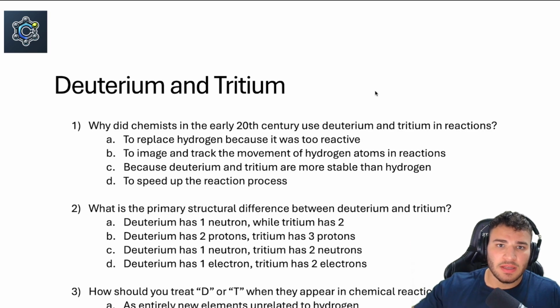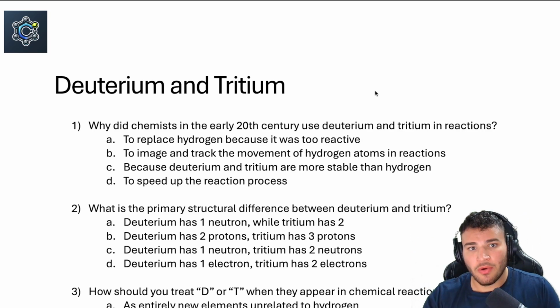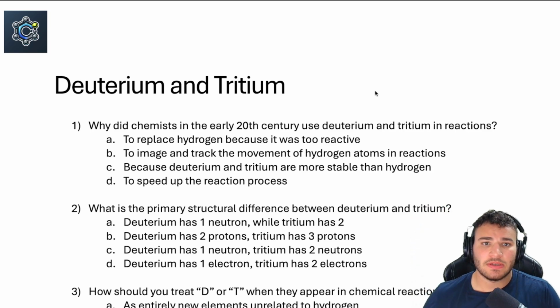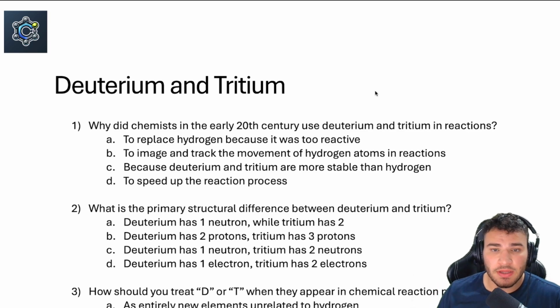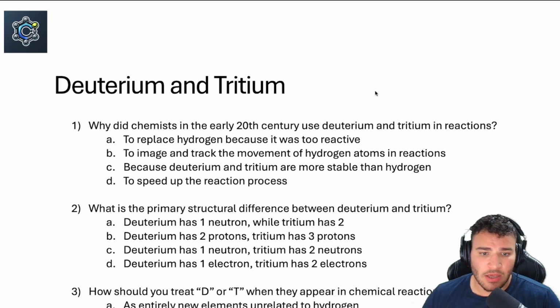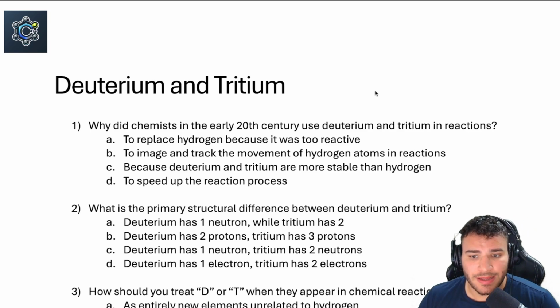And so I think it would be nice to just go through the questions answer choice by answer choice and either prove them or disprove them and just talk about them. There's not going to be much drawing in this worksheet. So the first question is asking, why did chemists in the early 20th century use deuterium and tritium in reactions?